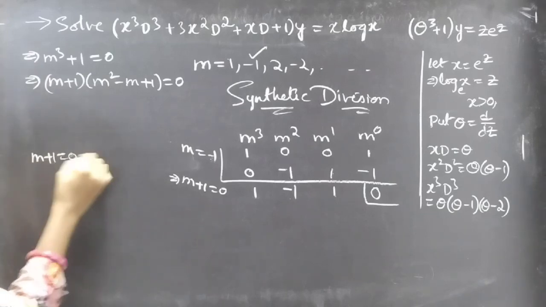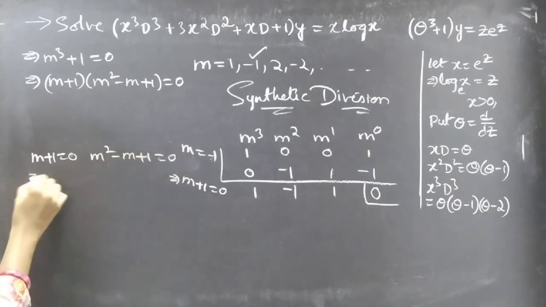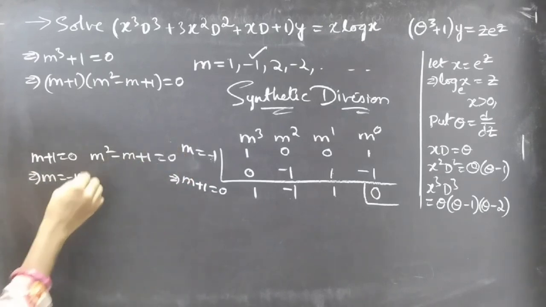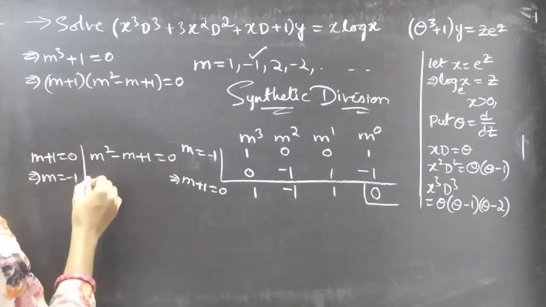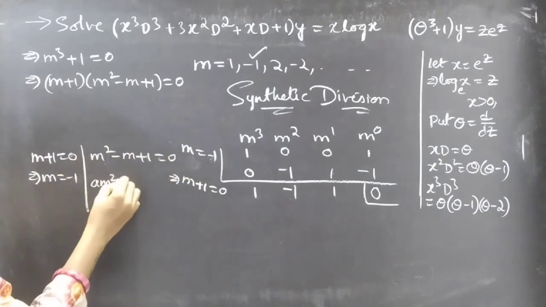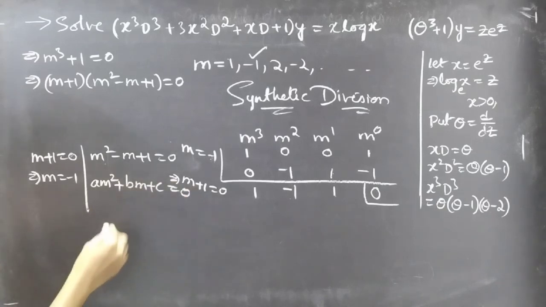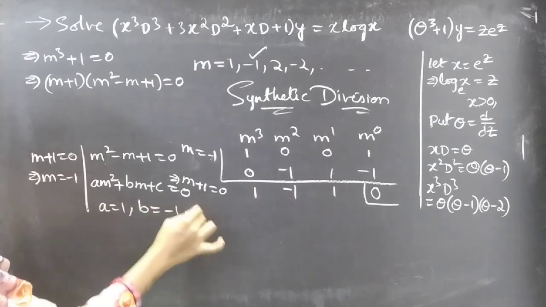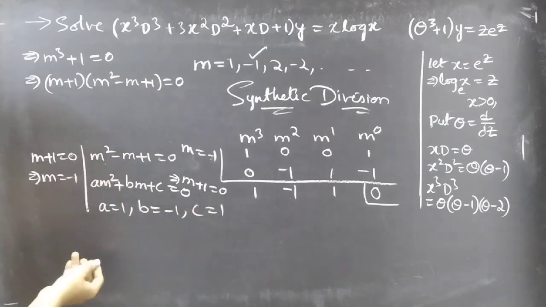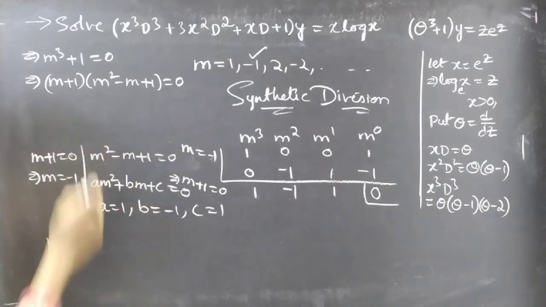m plus 1 equal to 0. m square minus m plus 1 equal to 0. From m plus 1 equal to 0, we'll get m equal to minus 1, one root. And from this equation, we'll just compare with the quadratic equation in m, so that we'll get a equal to 1, b equal to minus 1, and c equal to 1. And let's use the quadratic formula now to find m from this equation.